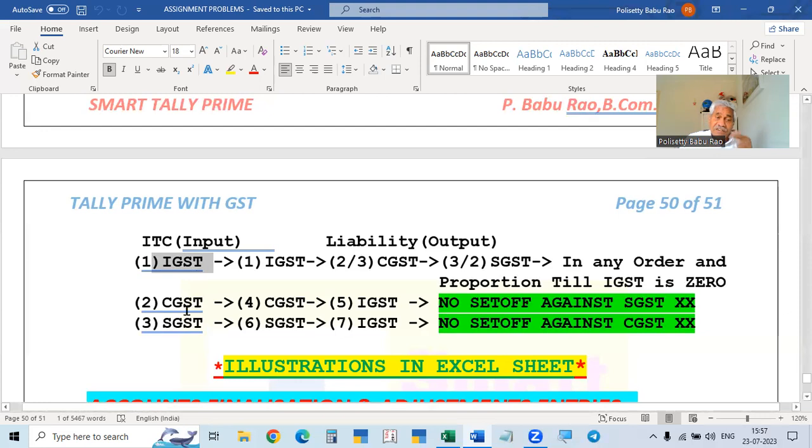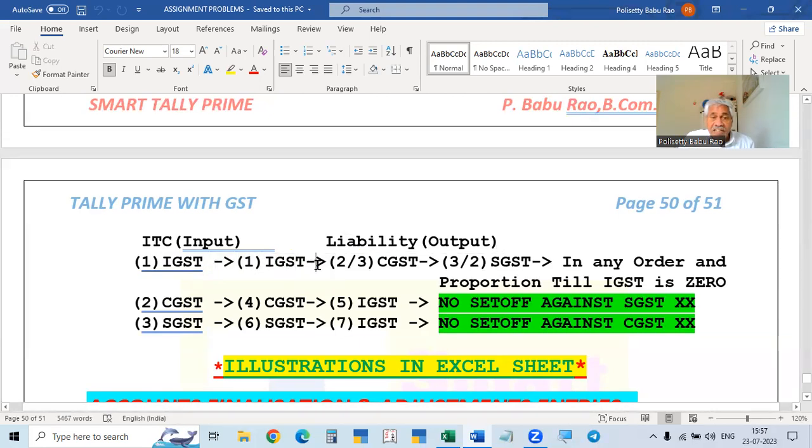So IGST can set off against the other two, and the other two can also set off against IGST, but CGST and SGST cannot set off against each other. So first of all, IGST we will take up. First, it has to be set off against itself. So IGST will be adjusted against IGST first.